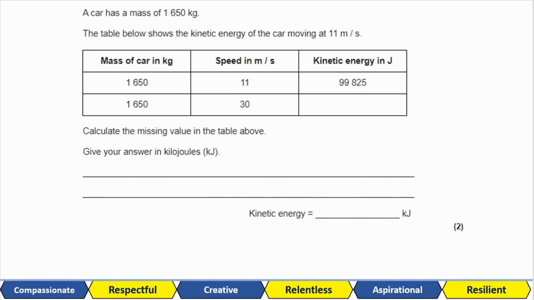A car has a mass of 1,650 kilograms. The table below shows the kinetic energy of a car moving at 11 meters per second. Calculate the missing value in the table. Give your answers in kilojoules.